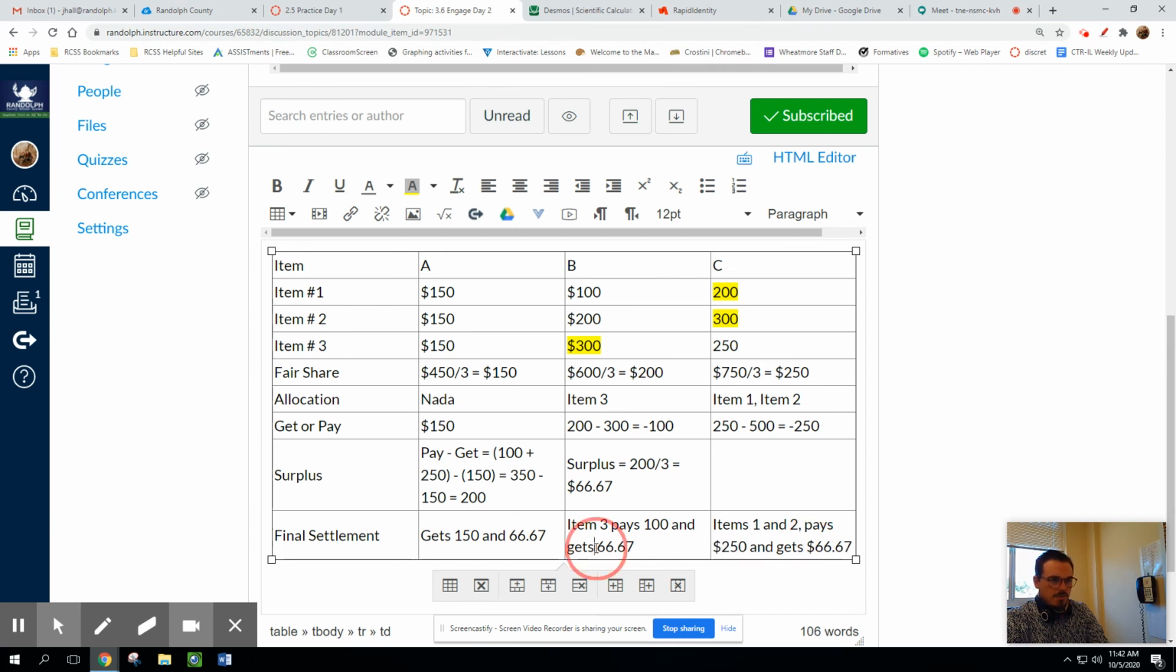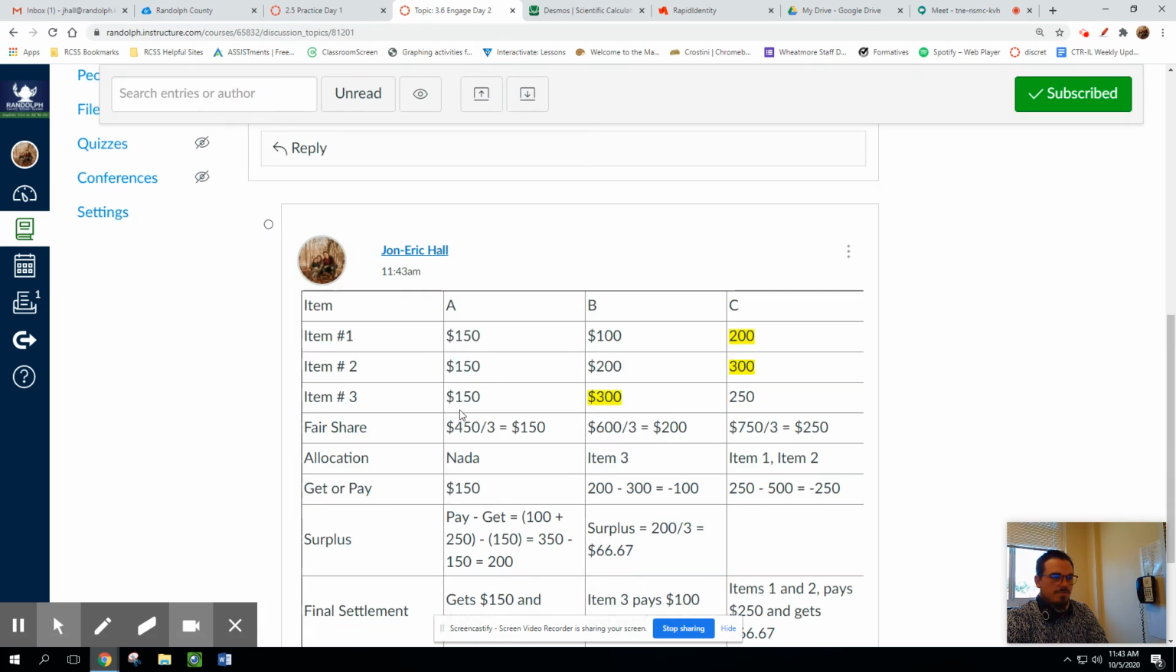So you can see how we get all the money in there and how we allocated the items as well. Awesome. All right. Post that in, look for my answers.